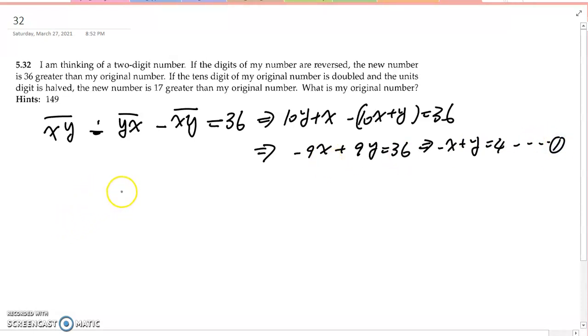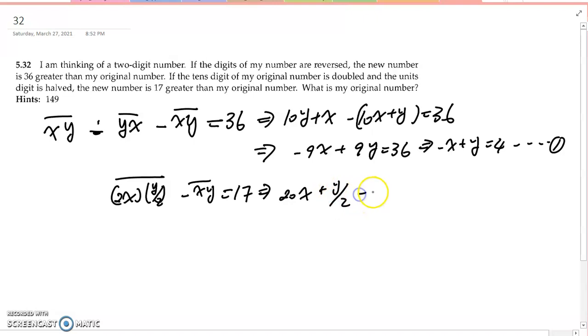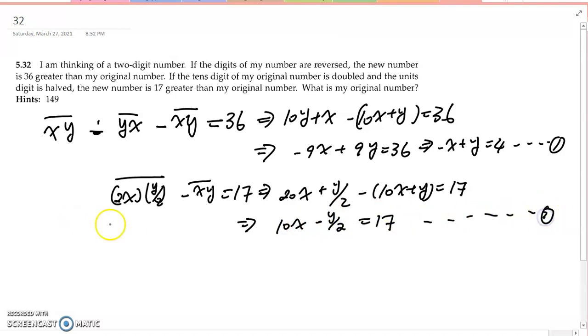Then the second one tells us the tens digit is doubled. That means it becomes 2x, and the unit digit is halved, so it's y over 2. Then this number minus xy is equal to 17. That means it's 20x plus y over 2, minus 10x plus y, equals 17. Then equivalently it is 10x minus y over 2 equals 17. So this is the second equation.